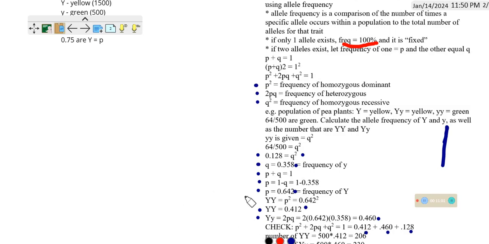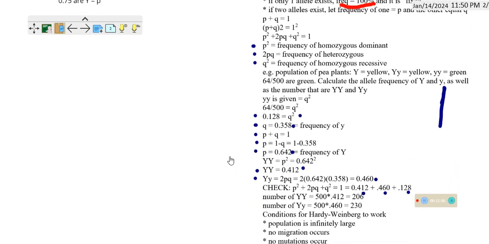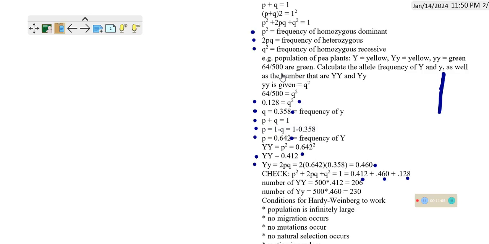And then I can look at this and say, well, how many organisms, right? Given that there is a population in pea plants, if I know that 64 out of 500 are green, well, how many are big Y, big Y? It's going to be 500 times my P squared, which would give me 206. Big Y, little y, 500 times 0.460, 230.